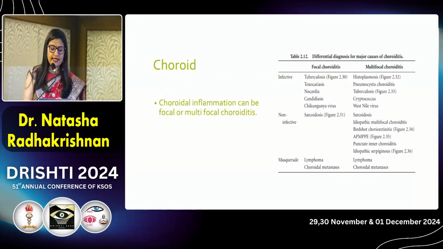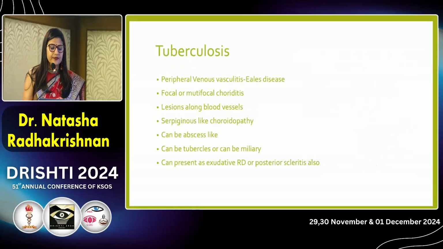Next is choroidal inflammation. So your choroiditis can be again focal or multifocal, and the causes vary. So if you have focal, TB comes in both groups. We'll go into TB a little later. Other conditions that can cause focal choroiditis are fungal, candidiasis, chikungunya, sarcoidosis, and multifocal, mostly tuberculosis, but West Nile virus, sarcoidosis, idiopathic multifocal, all your white dot syndromes, they all cause multifocal choroiditis.